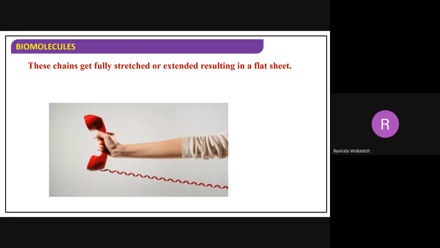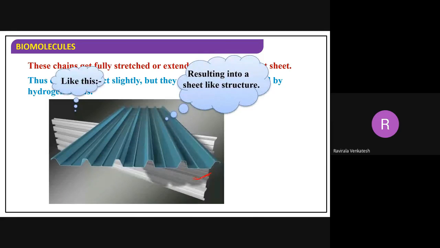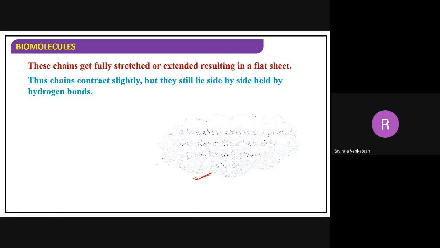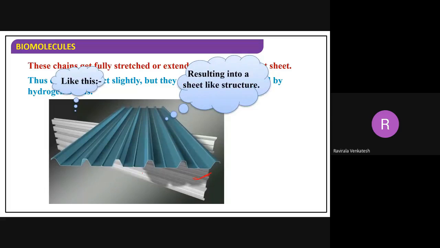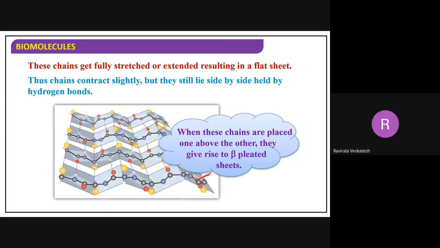In the other case, the chains get fully stretched or extended, resulting in a flat sheet like that. When you stretch this one, you will get a flat sheet like this. The best example is a phone wire. Now this is a sheet-like structure. When these chains are placed one above the other, they give a beta sheet.